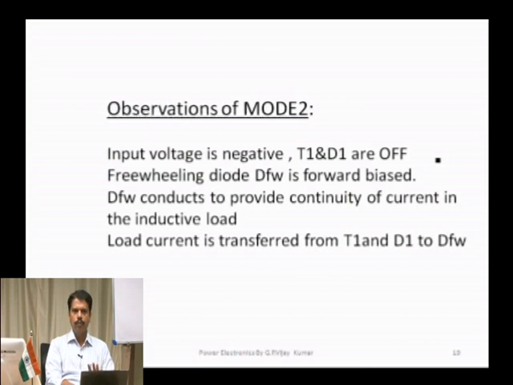In mode 2, remember the duration is pi to pi plus alpha. The supply voltage is negative, the freewheeling diode comes into picture as forward biased, and the load current flows through the freewheeling diode, providing continuity of current to the inductive load. The load current is transferred from T1 and D1 to the freewheeling diode.